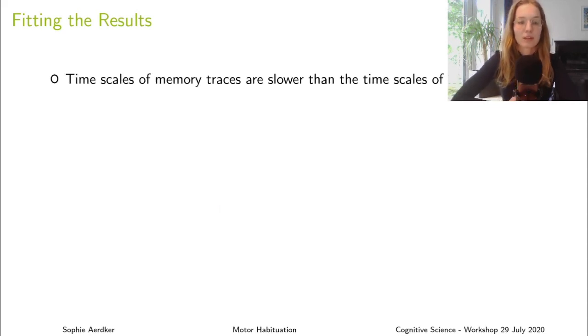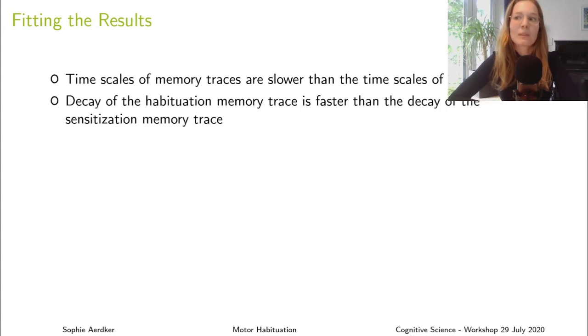We have that the timescales of the memory traces are slower than the timescales of the field, obviously. We have second that the decay of the habituation memory trace is faster than the decay of the sensitization memory trace. And this is because the sensitization memory trace should predominate in the second test phase so that we can get to the Spencer-Thompson dishabituation.